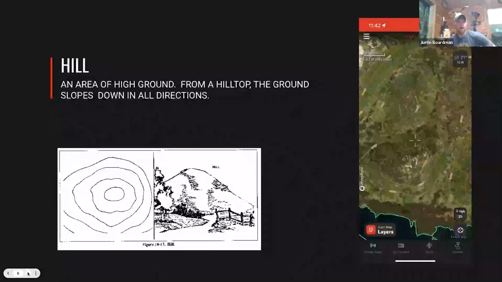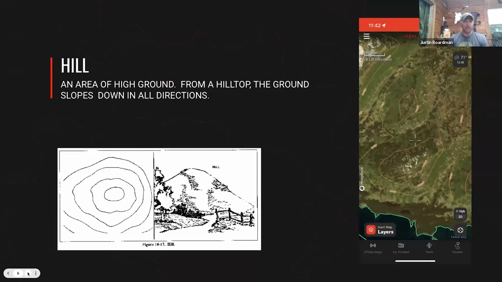A hill. As you can see, there's a screenshot on the right-hand side of the screen from onX that shows hybrid mode right there, like Dylan was just talking about. So on a hill, what you're literally going to look for is circles. You find your contour, and not to insult anybody's intelligence again, but the contour is the lines that are on the map.